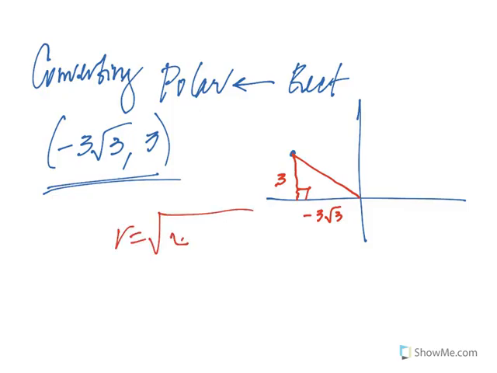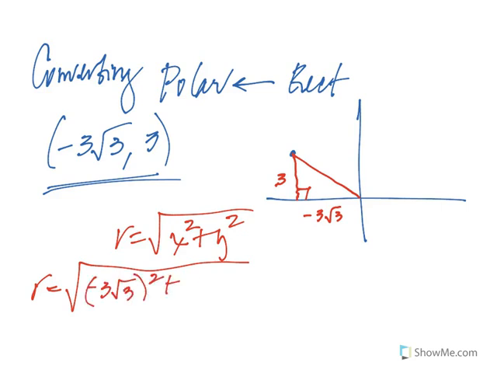r is equal to the square root of x squared plus y squared. So I take r here, I've got the square root of negative 3 root 3, the quantity squared, plus 3, the quantity squared. So my r then is equal to the square root of, this is 9 times 3, that's 27, plus another 9, that is 36. So my r is 6.